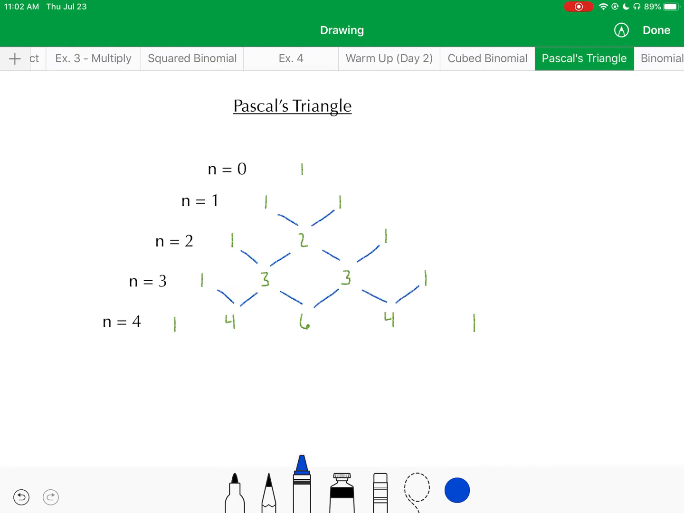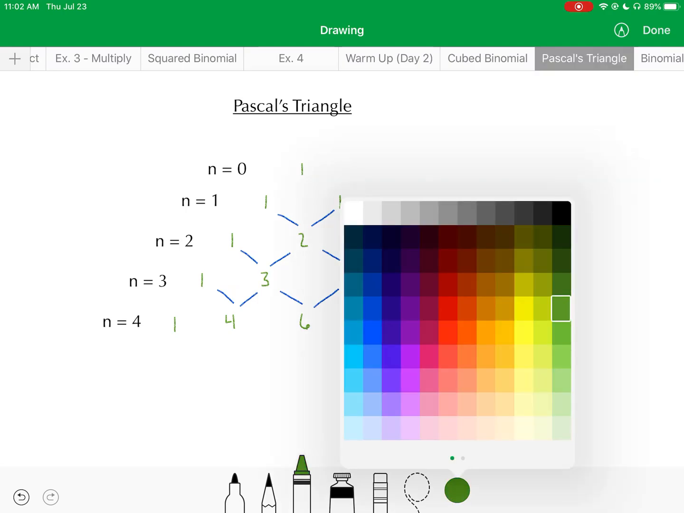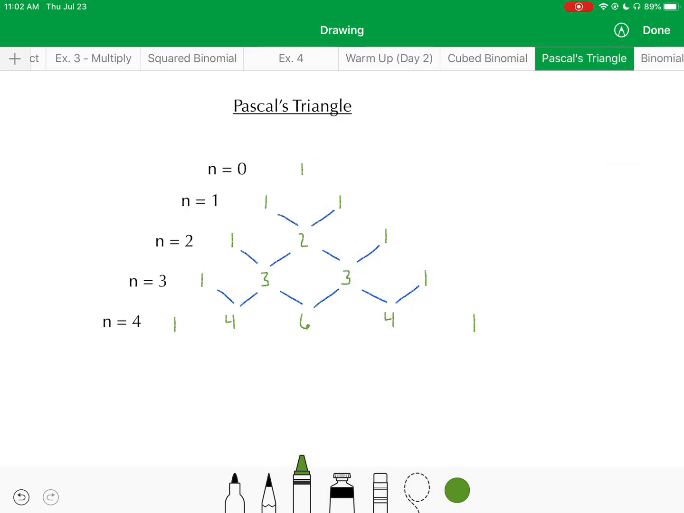And again, 4 is the sum of 1 and 3. So apply that same pattern to give me another row. It would be 1, 5, 10, 10 again, 5, and 1. And I could continue this on for as many rows as I want. This pattern will continually repeat. So that's how you form Pascal's triangle.